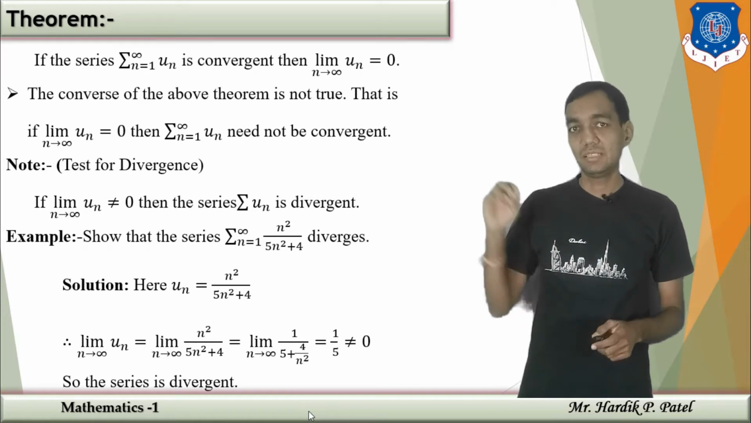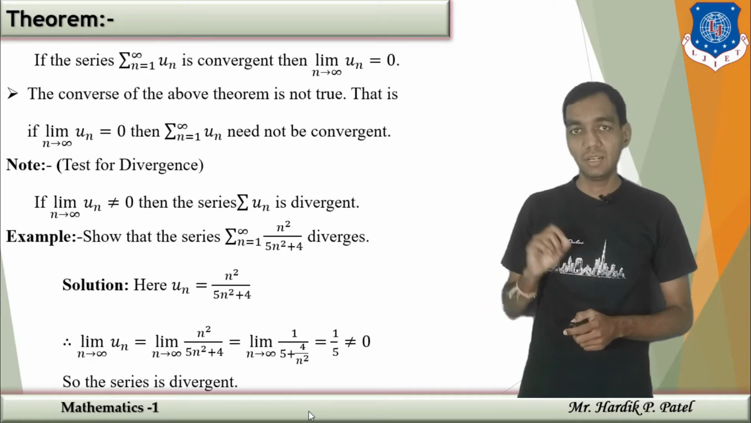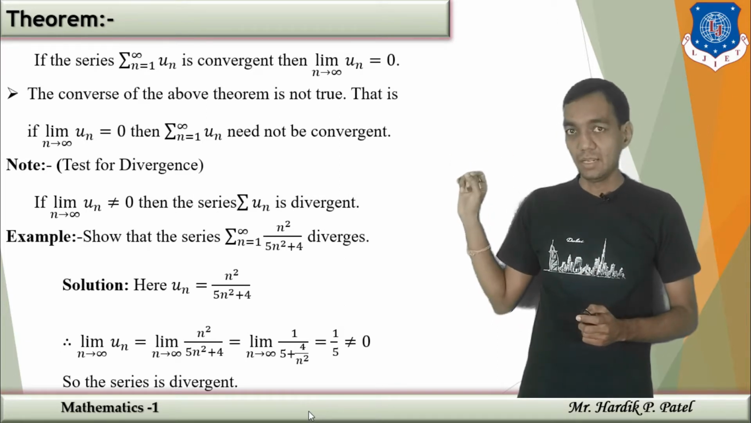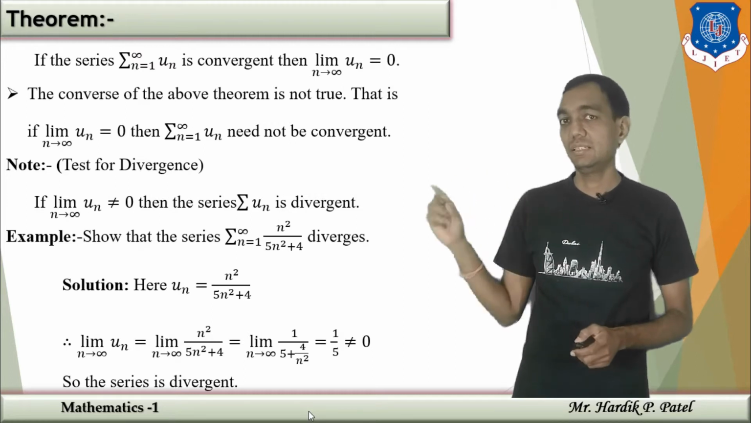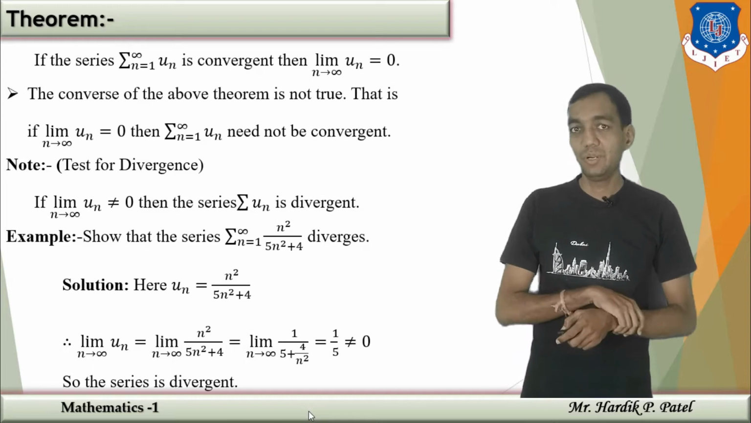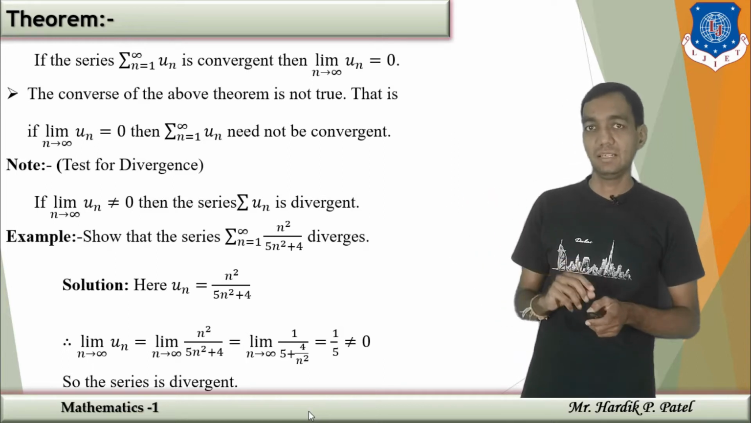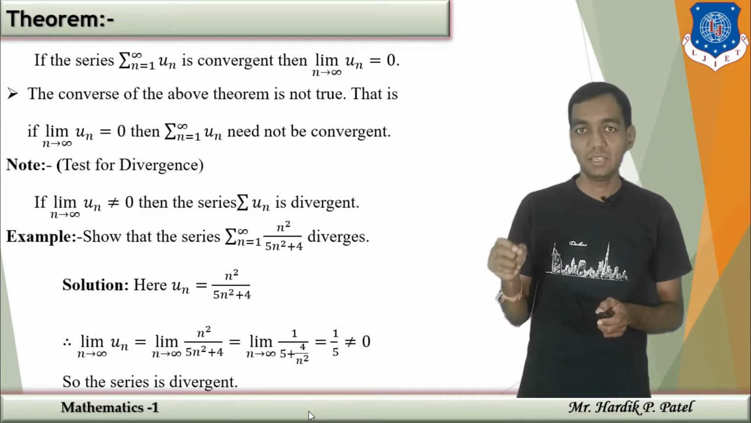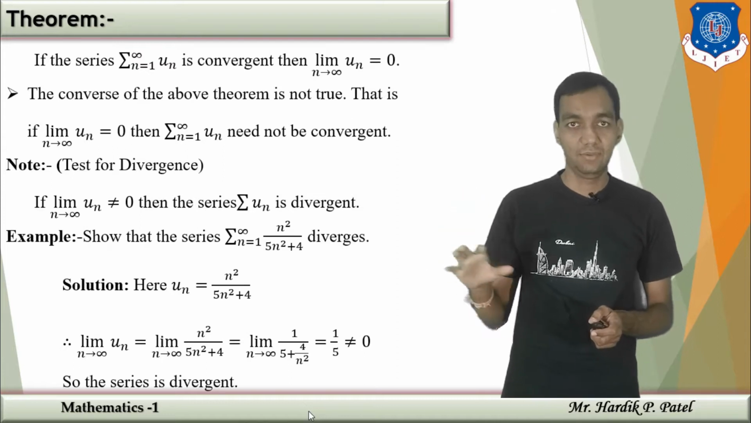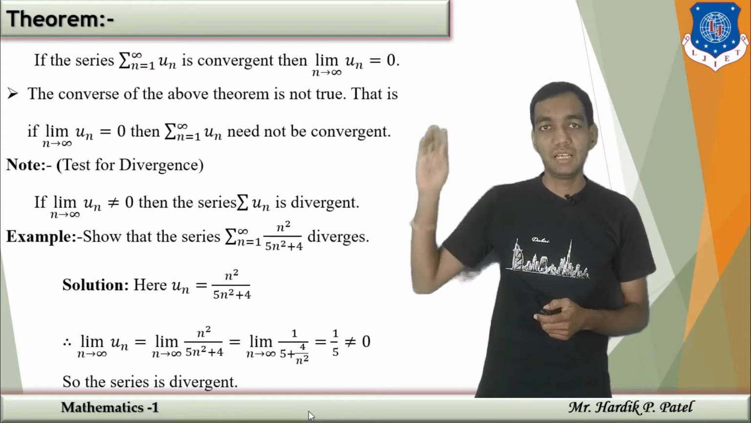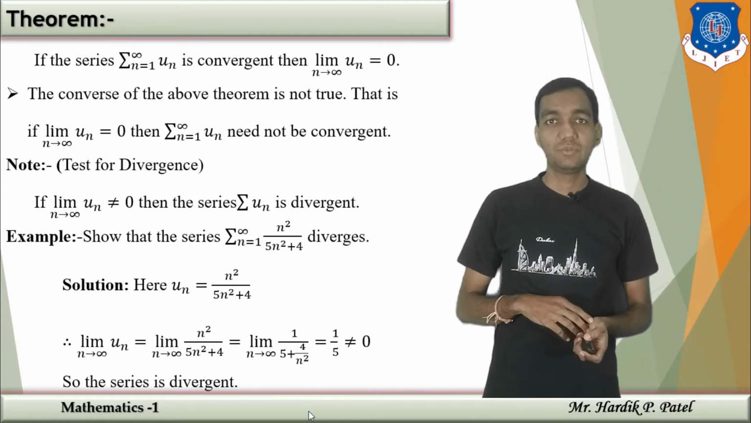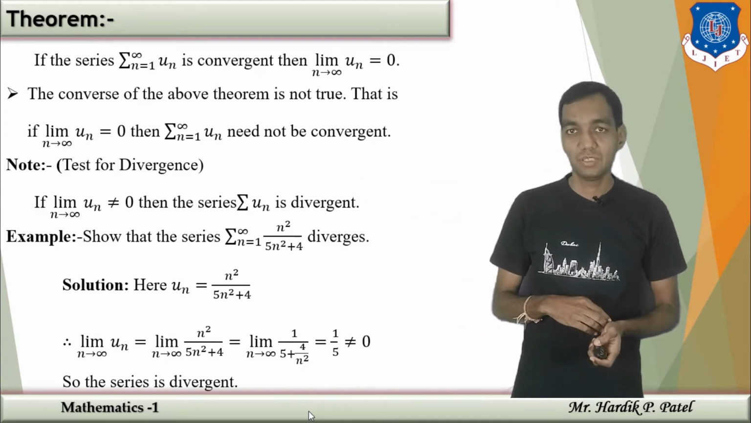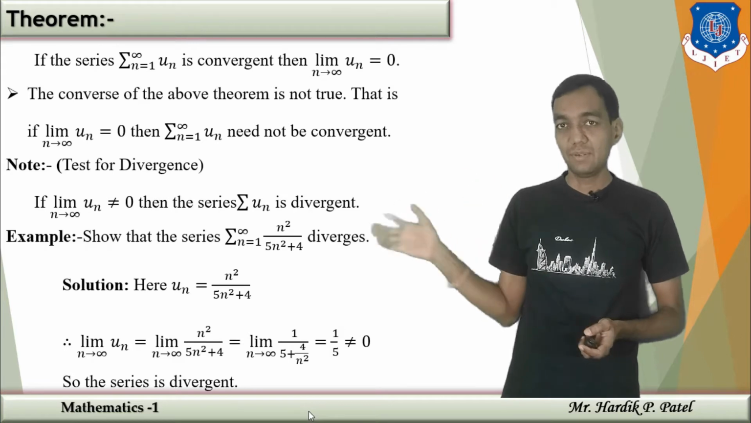What is the test of divergence? If the limit of un is not 0, then the series sigma un is divergent. That means if the limit of the nth term of a series is non-zero, then the original series is obviously divergent. Now, going with one example. Here we have taken the example: sigma n square upon 5n square plus 4 is divergent.